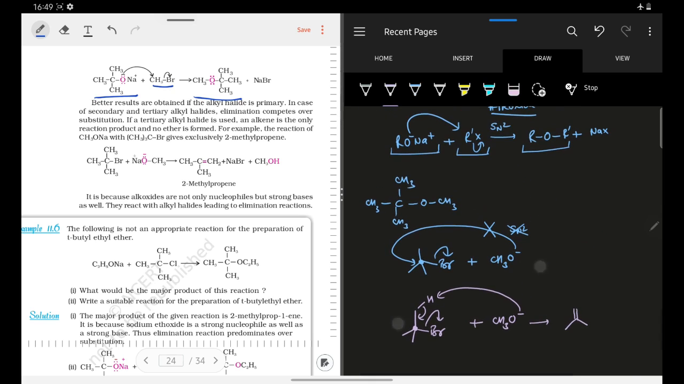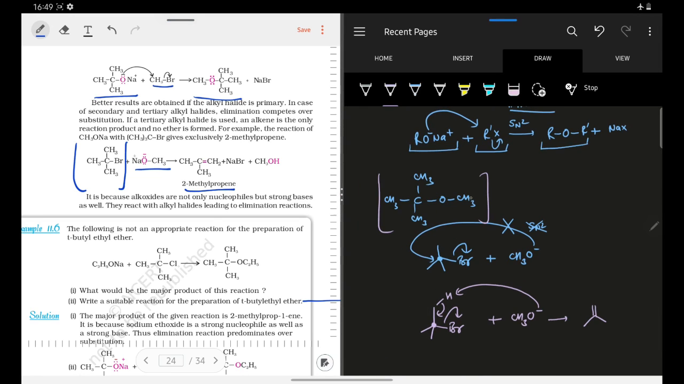So to form a tertiary butyl ether, you always need the alkoxide of the larger alkyl group, and you need the alkyl halide of the smaller alkyl group. Why? Because if your alkyl halide is smaller, then SN2 attack will be more favorable. So if I take this tertiary butyl bromide and make it react with methoxide ion, then elimination will occur. This is one of the problems that we face.